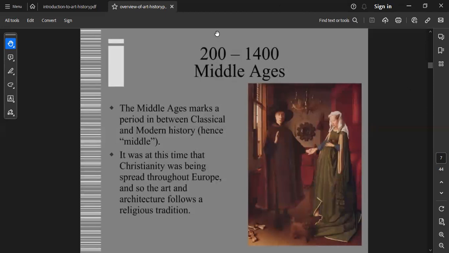So to start with, the Middle Age marks a period between the classical and the modern history period. This is the time when Christianity started spreading in Europe, and religion was considered one of the key influencing factors handling the spread and theme of the art.